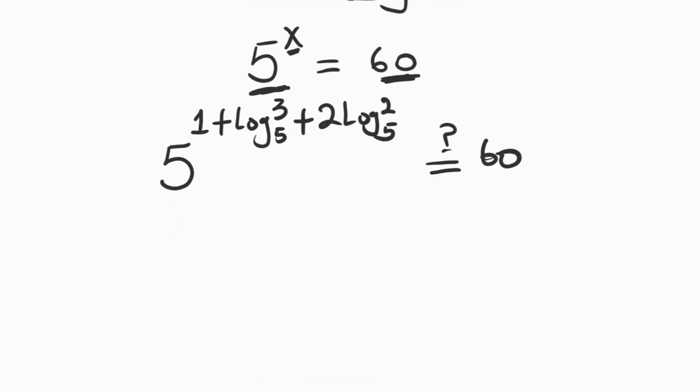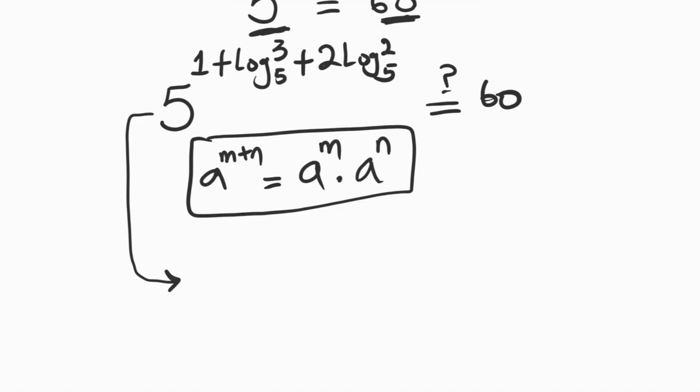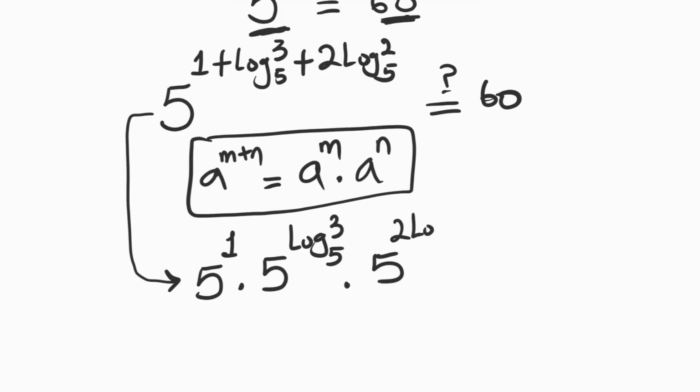Let's see. So let us rewrite the left hand side. So already we know that from the law of indices that a raised to the power m plus n is equal to a raised to the power m times a raised to the power n. So we apply that to the left hand side. The left hand side now becomes 5 raised to the power 1 times 5 raised to the power log of 3 base 5 times 5 raised to the power 2 log of 2 base 5.